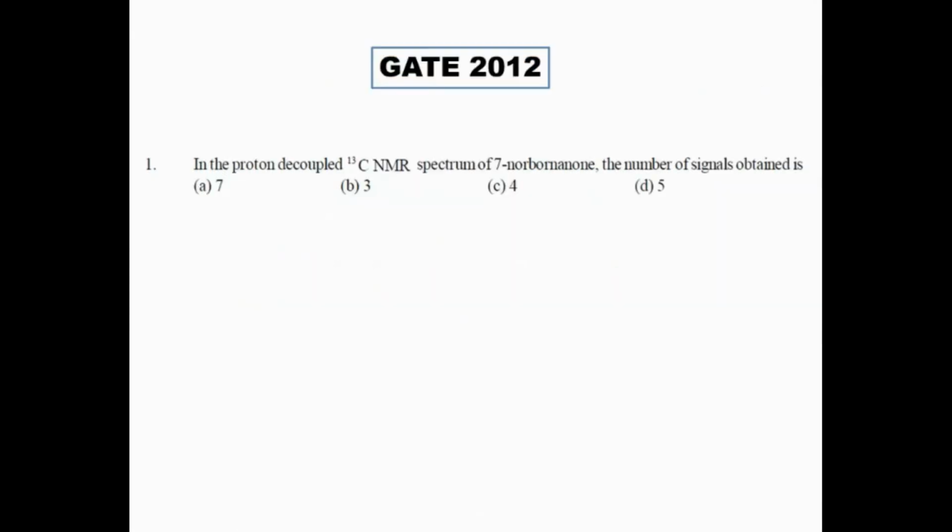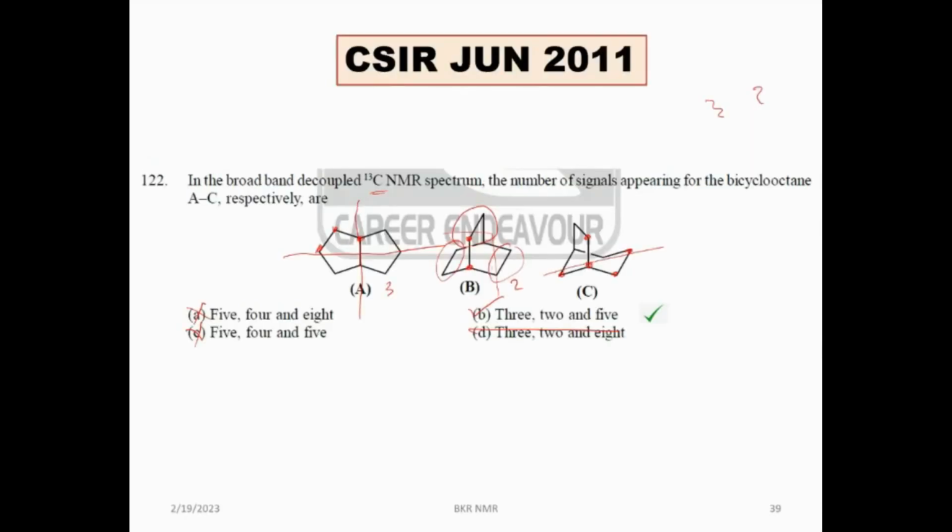Very good. Okay. In the proton decoupled C13 NMR of norbornene... Okay, now I want to know what is this molecule. Could you just name this A, B, C? Could you name this molecule? Molecule A எப்படி name பண்ணுவீங்க? Suppose they've given you with the name, how will you answer this?